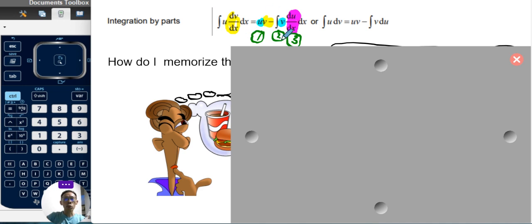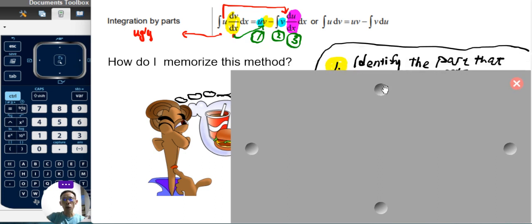So let us try to memorize this method. Sometimes it's easier to think of this product as u times dv/dx, this way. And u is where I think of u for ugly. Why is it ugly? Because I cannot integrate it. I can only differentiate u. And then the nice part, dv/dx, is where I will integrate to get v.